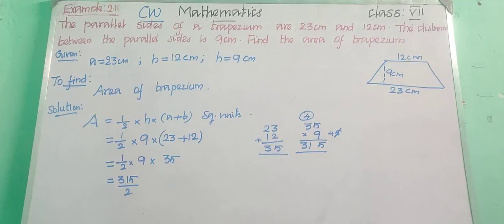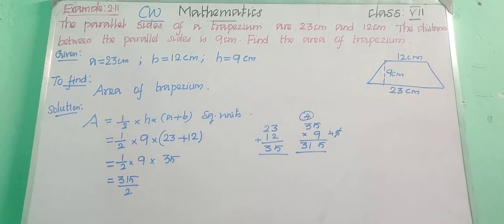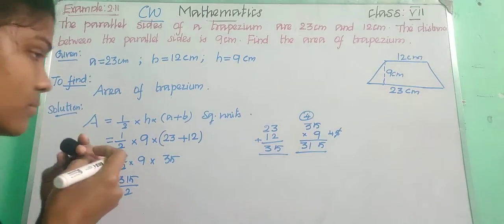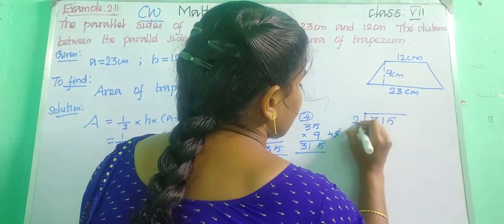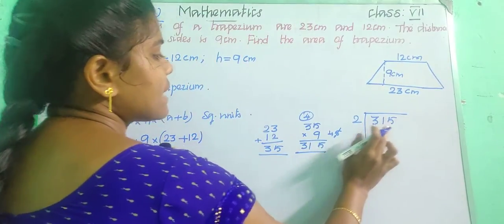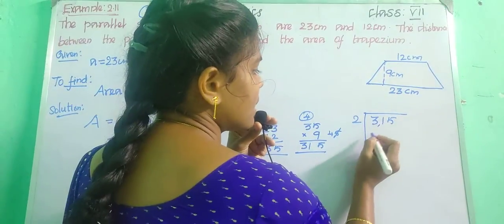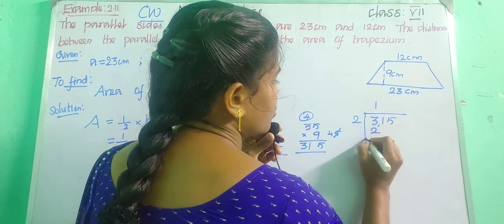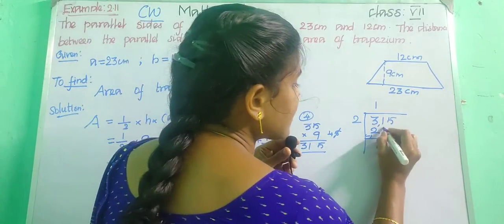So that we need to divide. 315 by 2. Now divide it. So the dividend is 315 and the divisor is 2. Now say 2 table. 3 is here, right? So 1, 2 is 2. So 3 minus 2, 1. Now bring down the next term, 1.